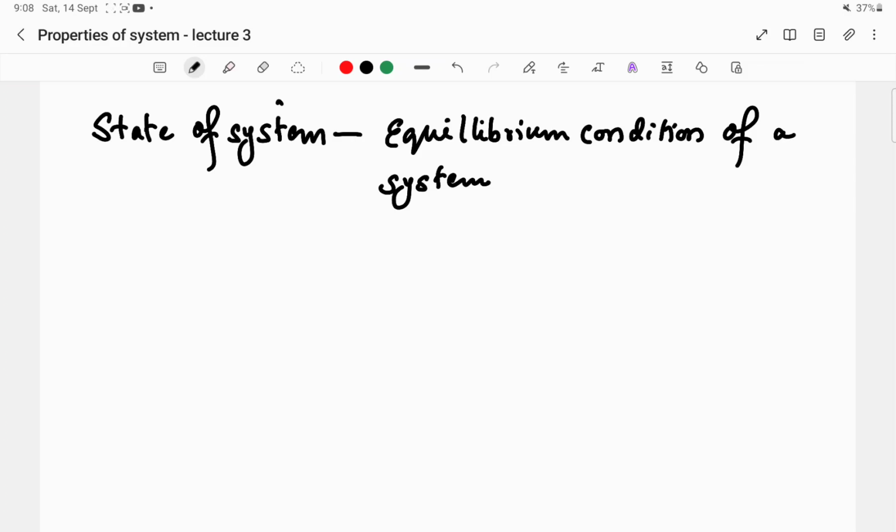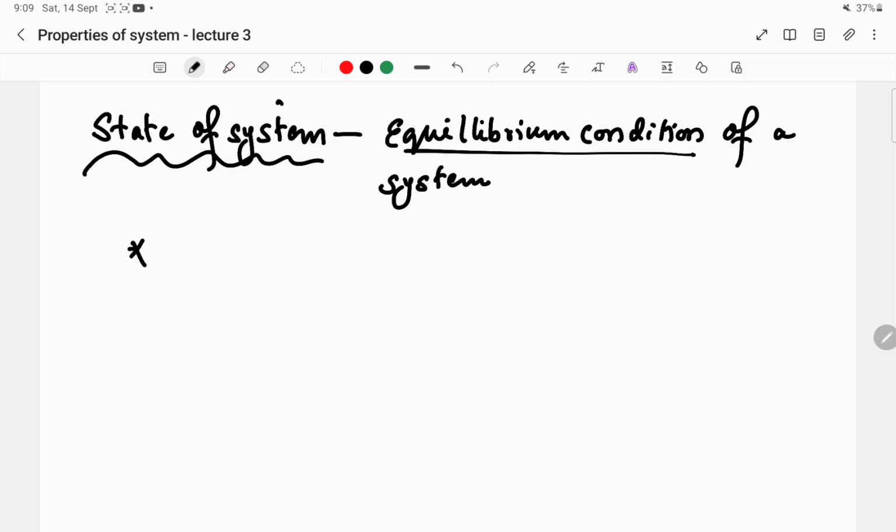Today we'll be discussing the properties of a system, or thermodynamic properties. Before going to the thermodynamic properties of a system, we should know what the state of a system is. It is an equilibrium condition of a system.